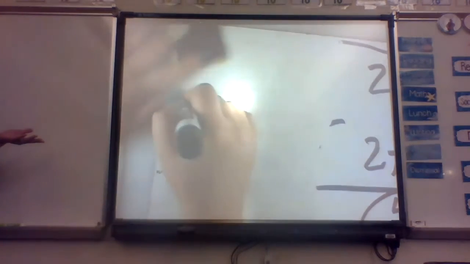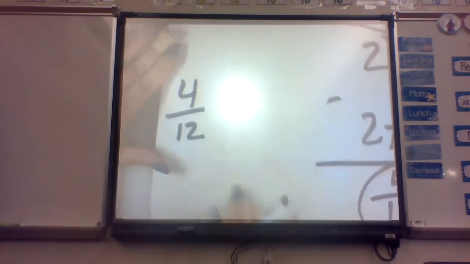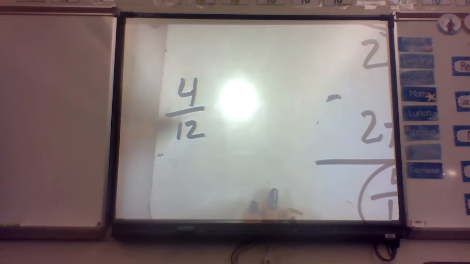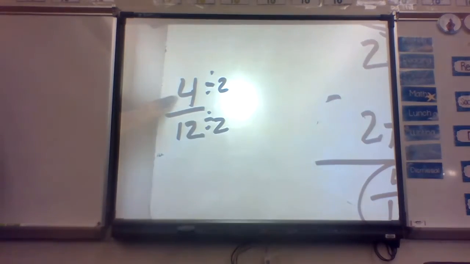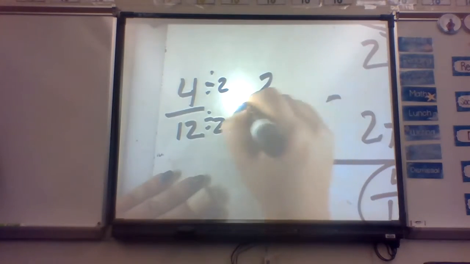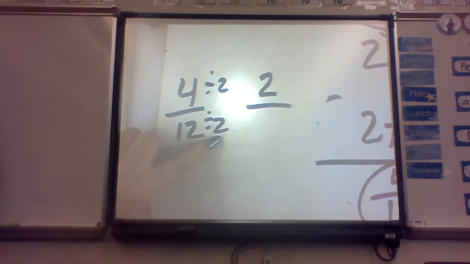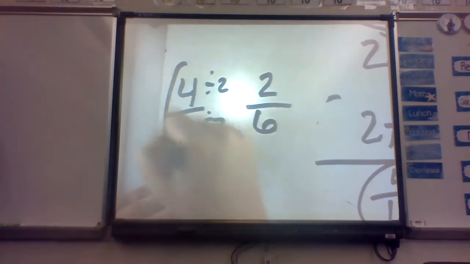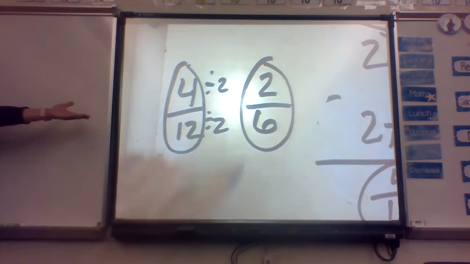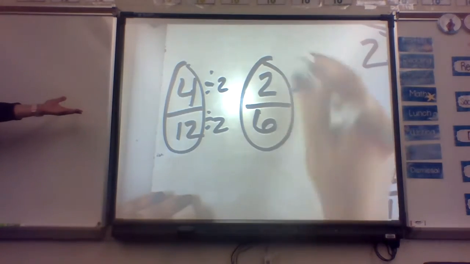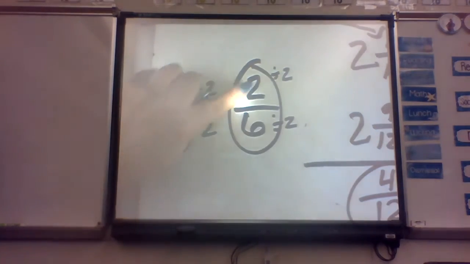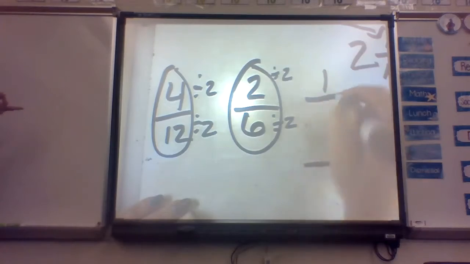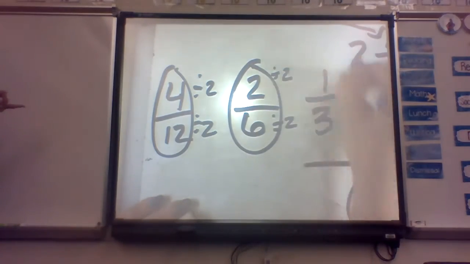Now that can be reduced. Are these both even numbers? Yes. Okay, so let's try by 2. What's 4 divided by 2? 2. What is 12 divided by 2? 6. Okay, so here's another answer, but I can reduce 2/6 again. Divide by 2, divide by 2. What's 2 divided by 2? 1. What's 6 divided by 2? 3. There we go.